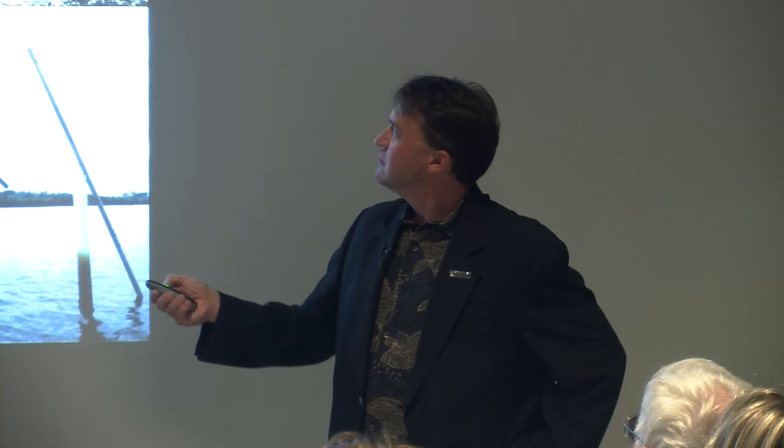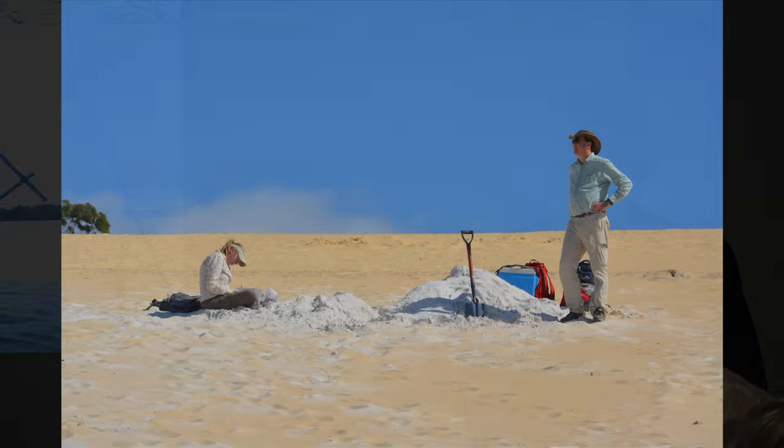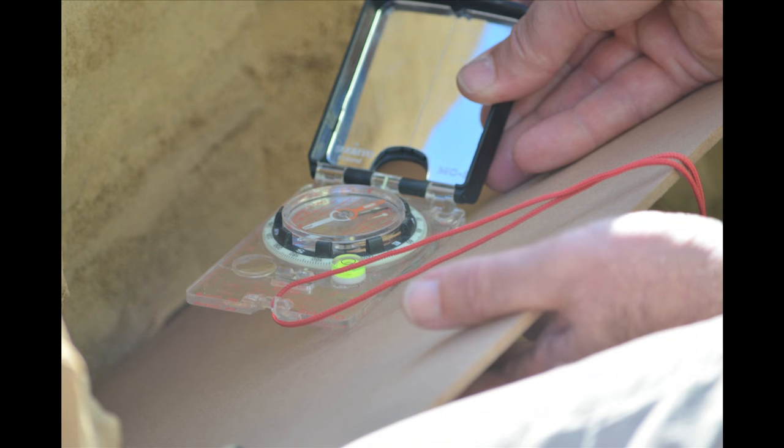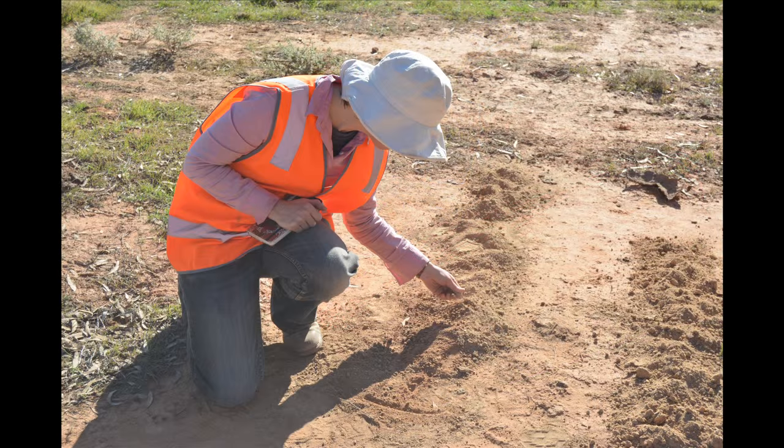So we go out and we dig pits and we take measurements in pits to measure the angle of the beds to try to figure out which way the sand was blowing. We look at the changes in grain size to try to figure out the velocity, since we know the smaller grains are carried by less vigorous flows and the coarser grains are carried by more vigorous flows.